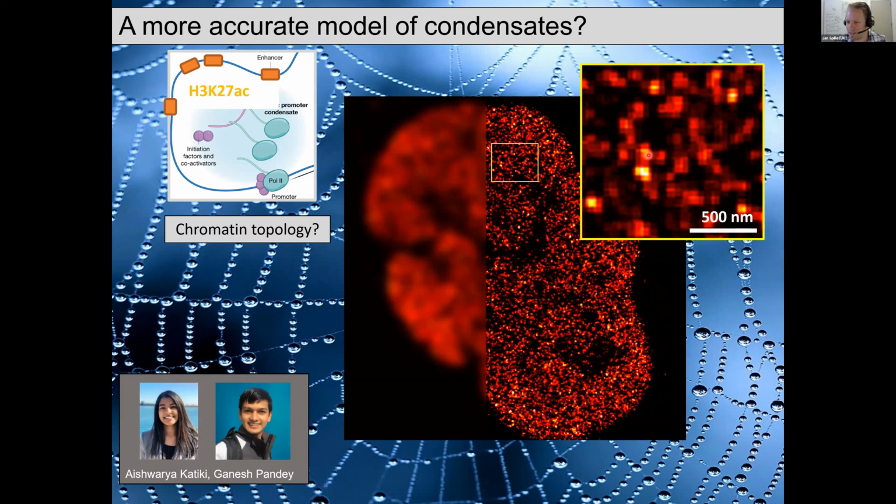So the question for us is, are these the nucleation sites where the condensates form and allow us to, in a spatially controlled way, create these microenvironments that can drive very efficient gene transcription?